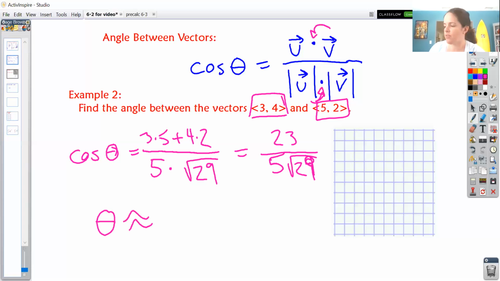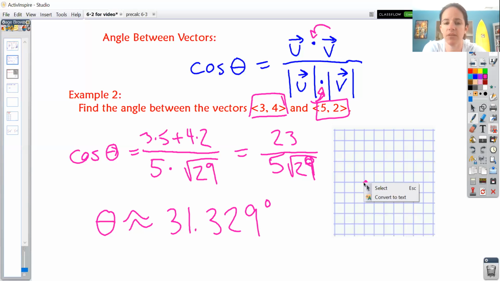So go ahead and make sure your calculator is on degree mode and then type that into your calculator. And I believe that you get that theta is 31.329 degrees approximately. You can check your work then by just drawing the vectors and looking at it.